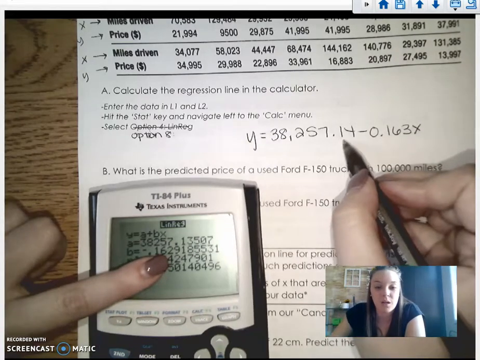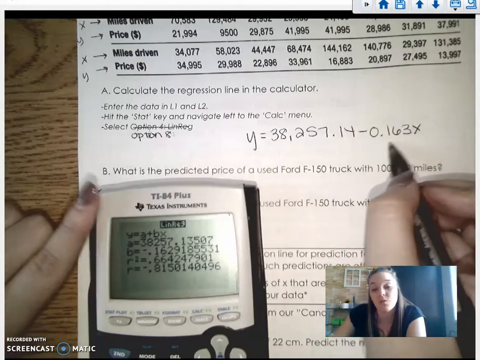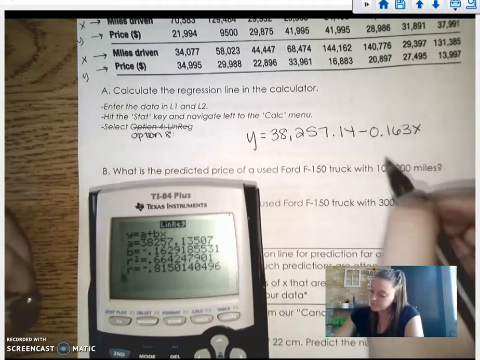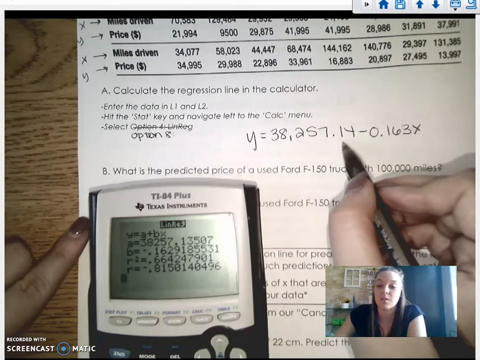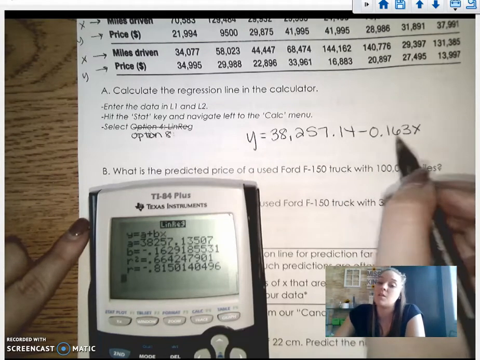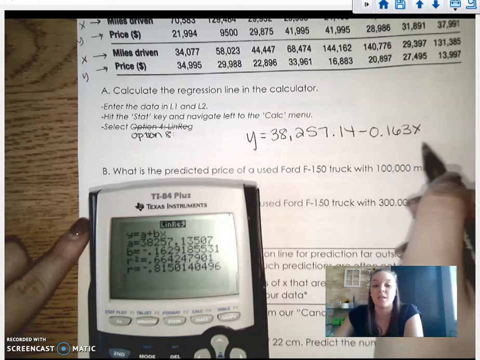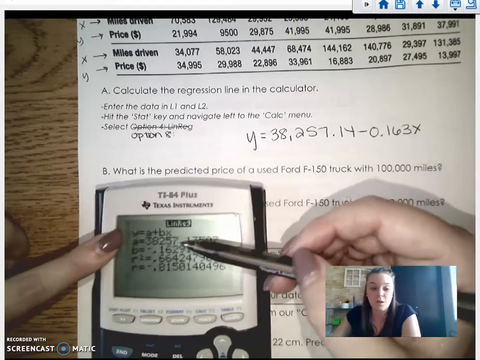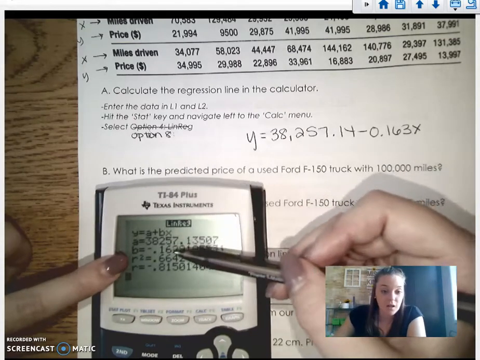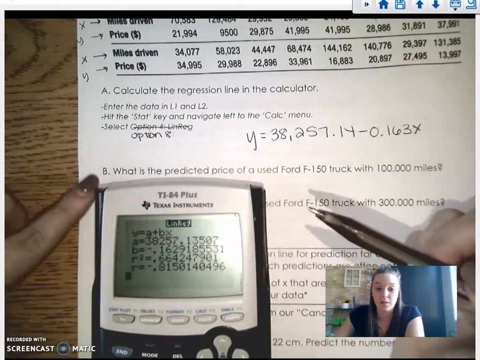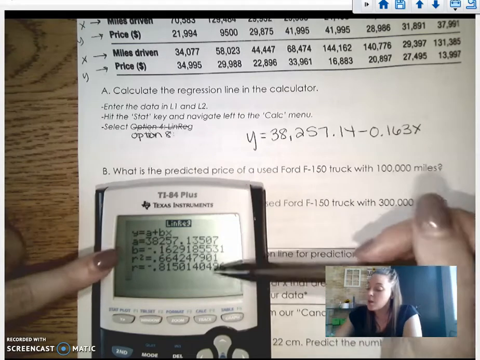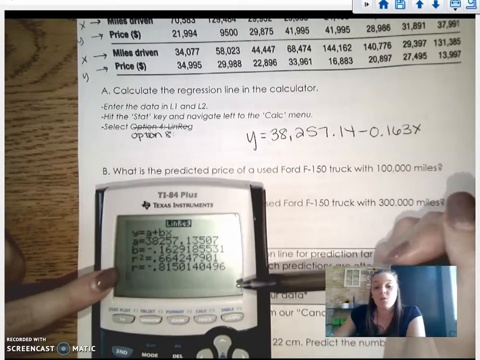Really you should round to 2 because we're talking about money, so those would be your cents. If you rounded to 2 decimal places here, it would be 0.16x. Again, it gives you your A value right here and your B value right here, and you just plug those in for the A and B in the linear regression model.